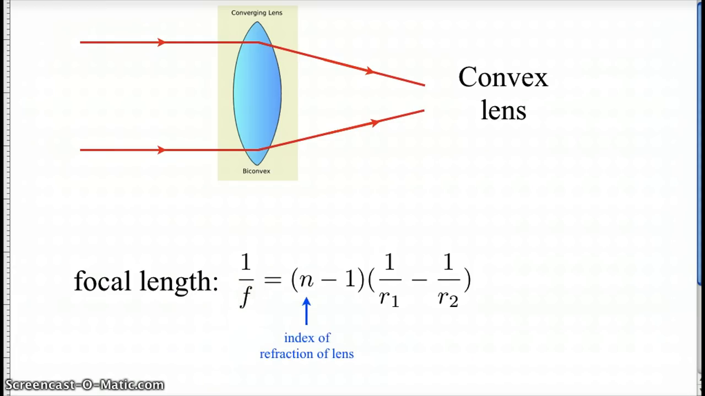N here is the index of refraction of the lens. So depending on what material, glass, Pyrex, various types of plastic that we make the lens out of, that will determine the n there. That 1 is the index of refraction of air. So we're assuming that what's outside the lens is air. That's why we put the 1 there.